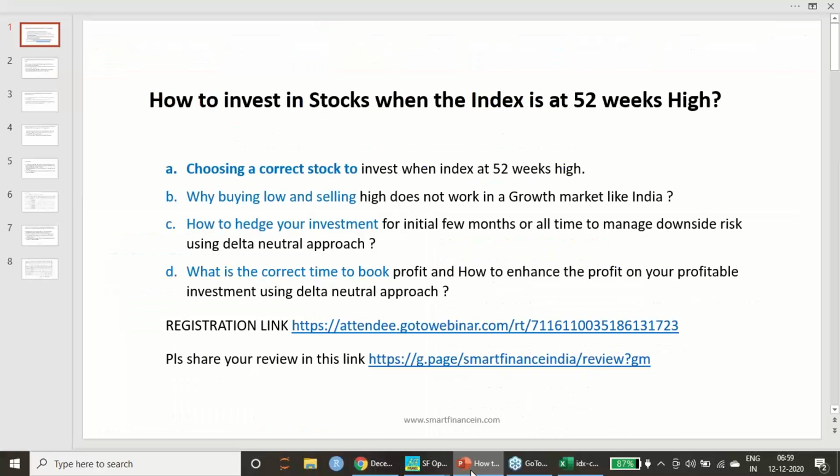Today's event is very, very special because it covers many new concepts of investment and different ways of enhancing your profit in investment, and mostly these techniques are followed by advanced traders.